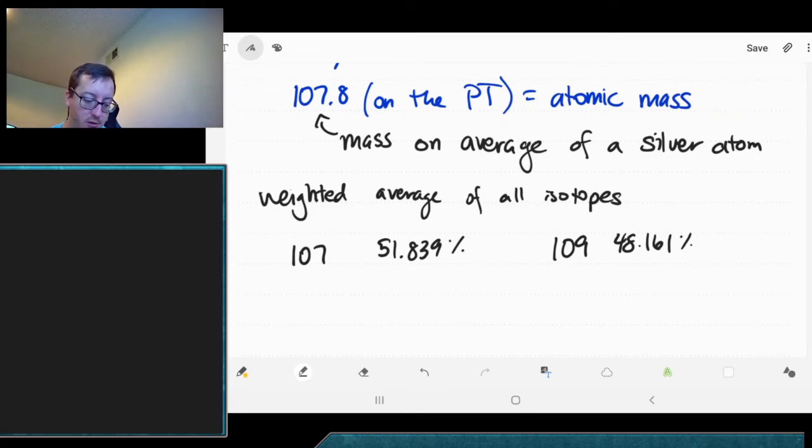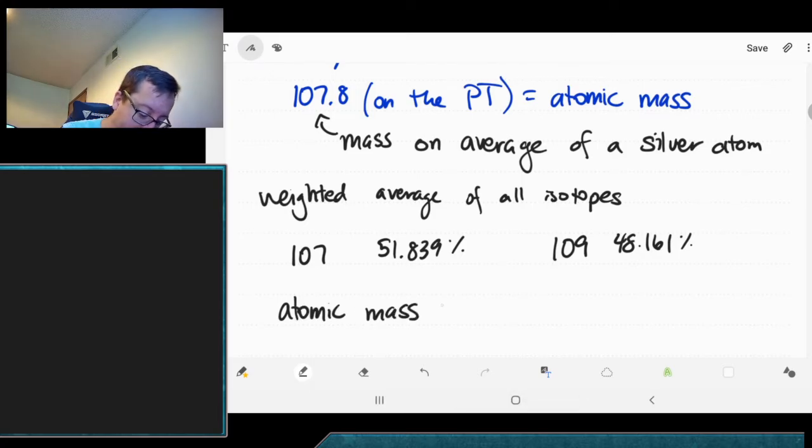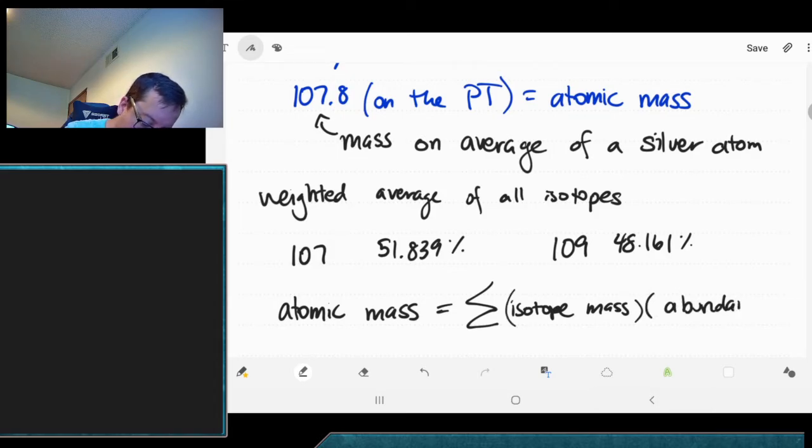A weighted average is not something you're going to have to do, but essentially I'll give you a formula. Not something we're going to use in this class; I'm not going to have you calculate this. It's going to be the isotope mass times the abundance, the sum of all of those.